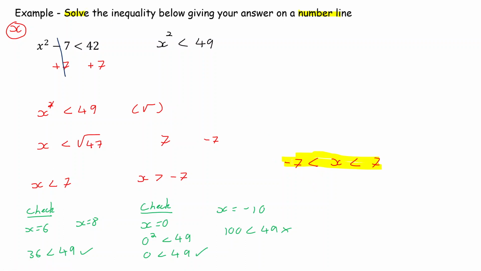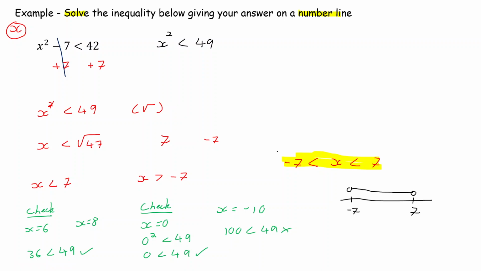So that's me solving the inequality and showing my answer on a number line, which now this bit should be okay, hopefully. So number line, we should be getting pretty confident with this. Let's go and draw it over here. It's got to be bigger than minus 7, but not including minus 7, and it must be less than 7, but not including the number 7.